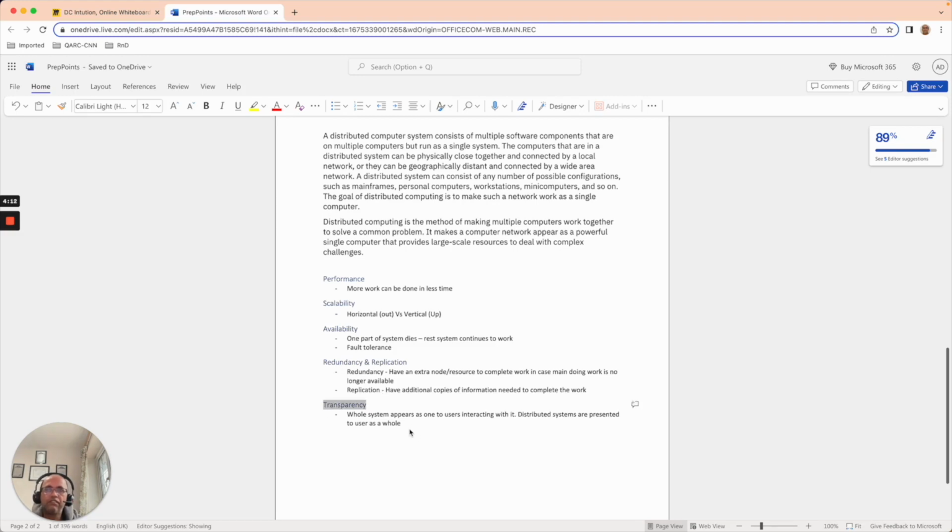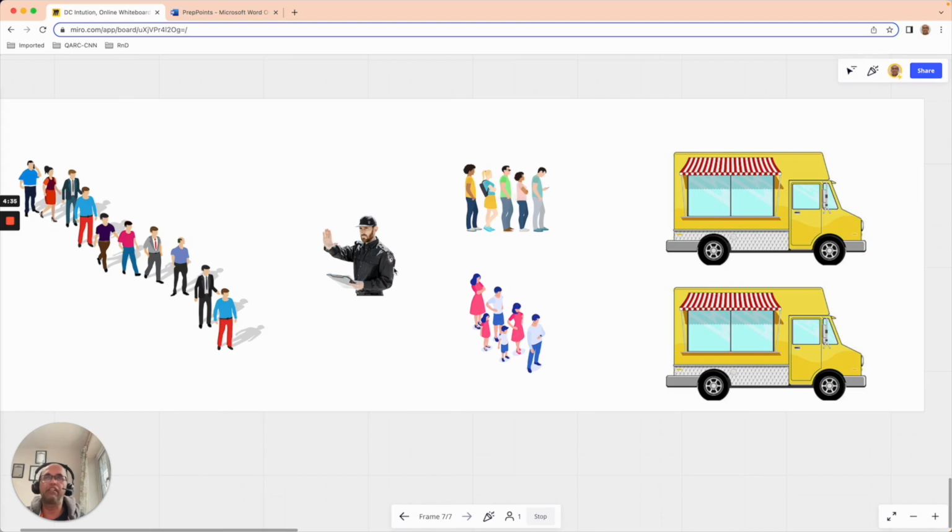Transparency. When I was reading about the value propositions, this one came in, so I will just quickly mention it. Transparency, what we are trying to say here, is that the whole system should be presented to the end user. The multiple things that constitute your distributed system should be presented to the user as a whole. As a person standing in the queue, you shouldn't really be caring about whether there are 2 food trucks or 20 food trucks and so on.